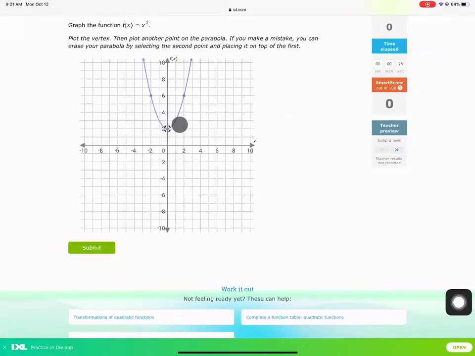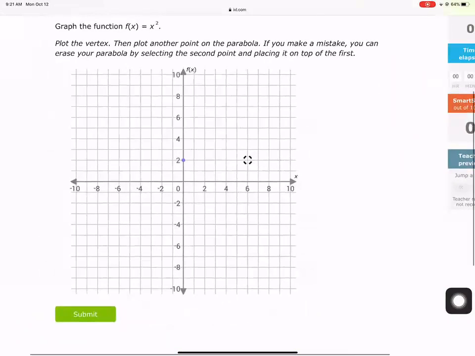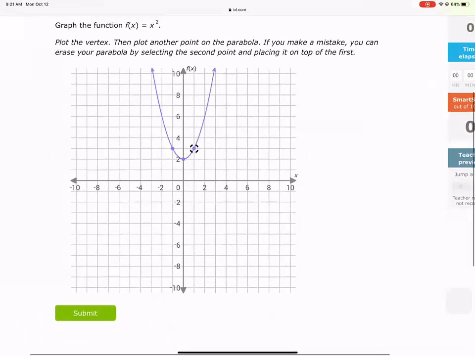If you notice right there, it's still 1 step over, 1 step up. 2 steps over, 4 steps up. 3 steps over, it should be 9 steps up here. So the cool thing about using IXL, you really only have to graph one more point. So 1 step over, 1 step up. That's our basic parabola with the a value of 1.